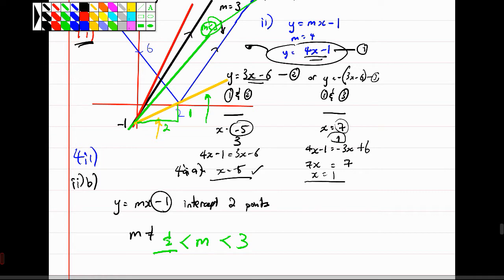So I summarize what I say. Now, if the gradient is half, touch 1 point. Bigger than half, it will go up to 2 points already. Until parallel, 1 point again. So it must be between the brown and the black. The brown to the black. Yellow. Do you understand? So my gradient will be between half and 3.